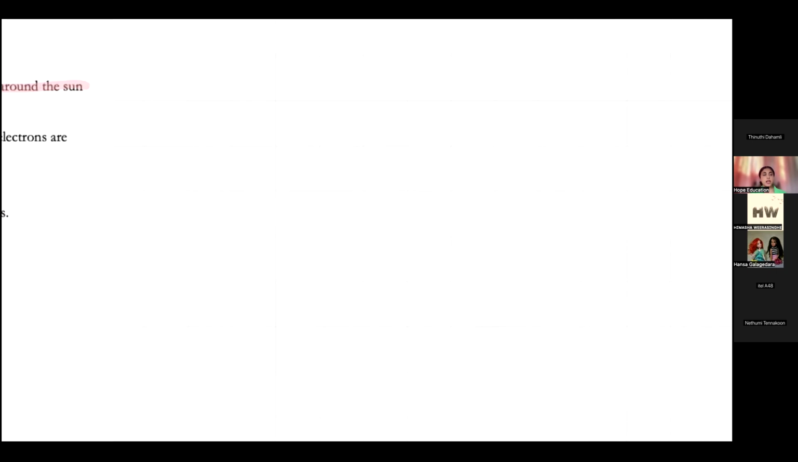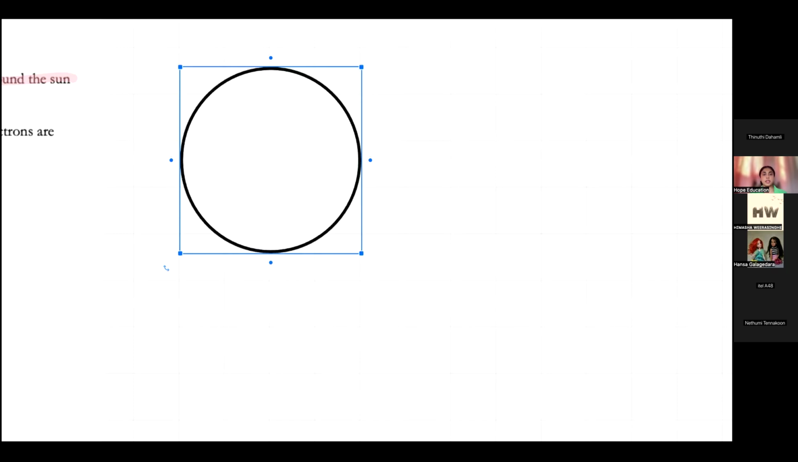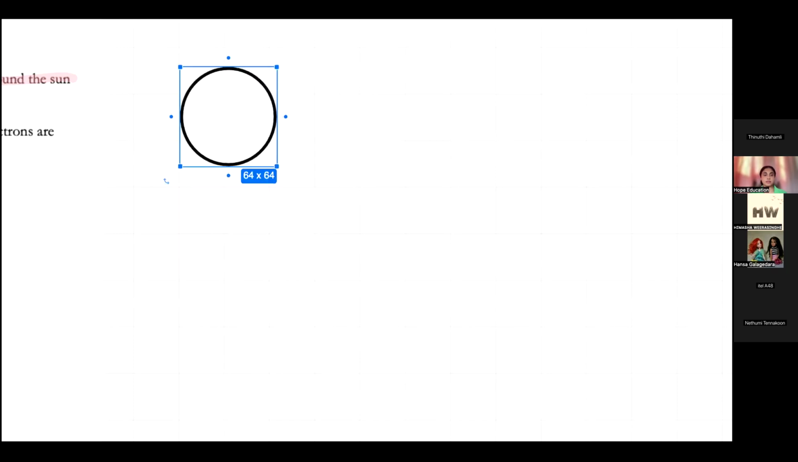Okay. So this is our nucleus. You know the nucleus is supposed to be very small. So this is the nucleus, and what do we have inside the nucleus? Protons and neutrons.